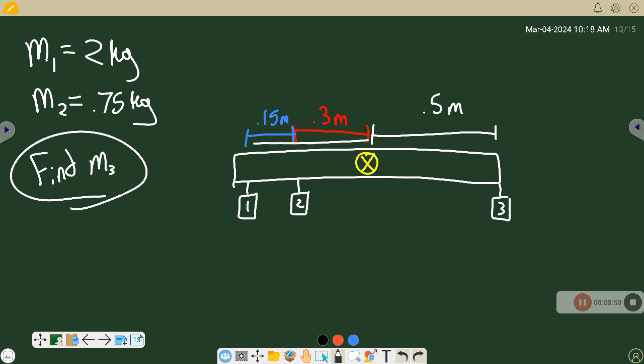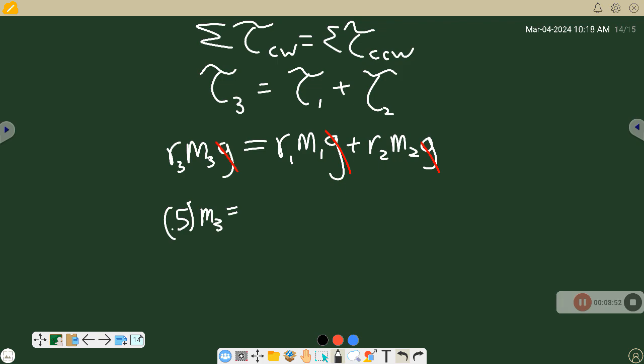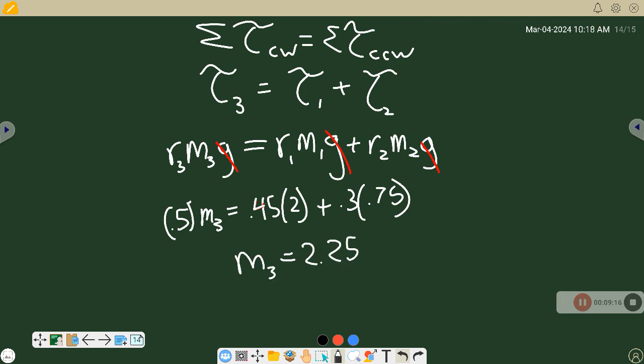I need this whole thing, meaning that our lever arm over here is going to be 0.45 times the mass of object 1, which is 2, plus object 2 has a lever arm of 0.3 times its mass, which is 0.75. Okay, I plug this all into my calculator. I solve, come up with an answer that the mass of mass 3 is actually 2.25 kilograms. Okay, cool. Not too bad.